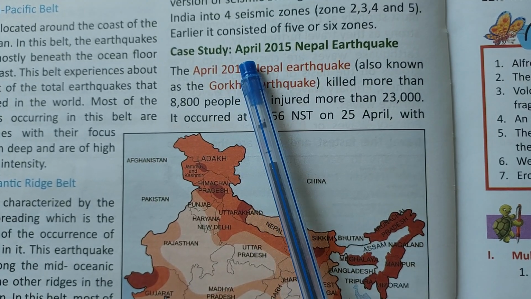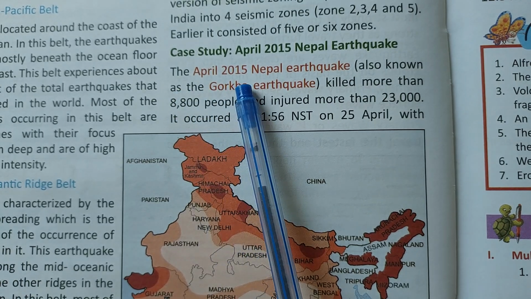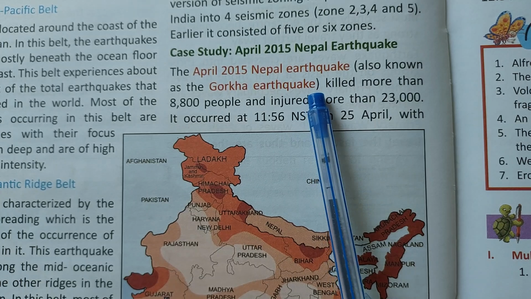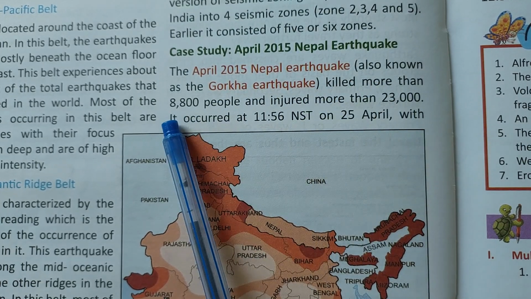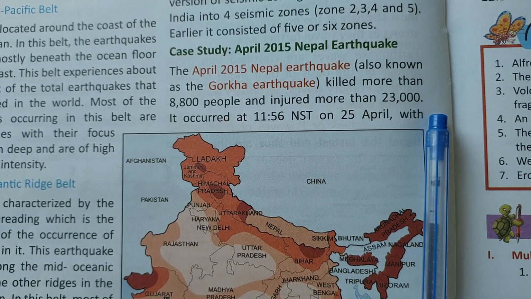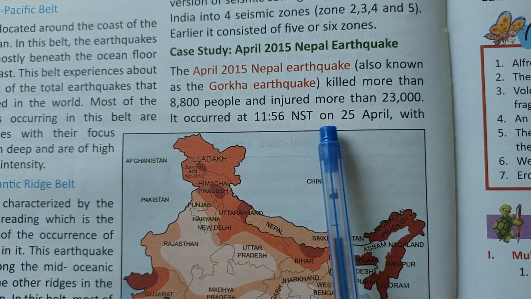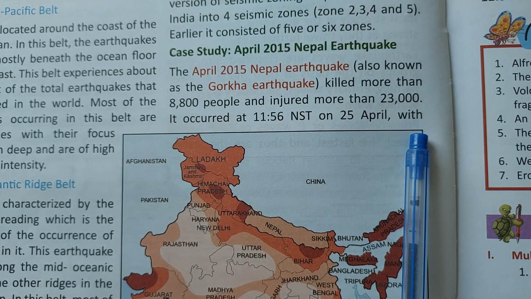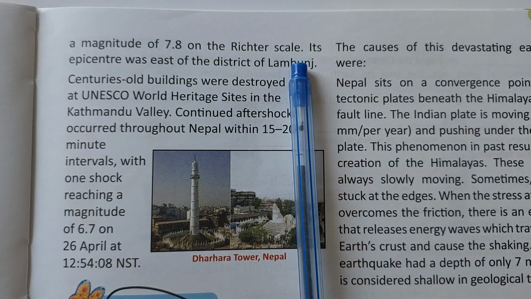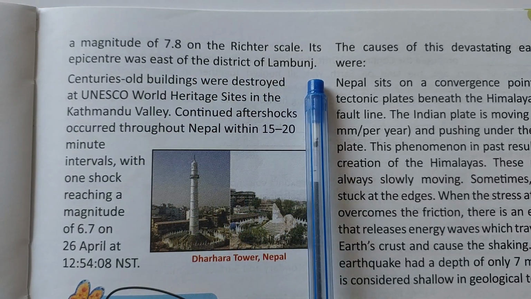Case study: April 2015 Nepal earthquake. The April 2015 Nepal earthquake, also known as the Gorkha earthquake, killed more than 8,800 people and injured more than 23,000. It occurred at 11:56 NST on 25 April with a magnitude of 7.8 on the Richter scale. Its epicenter was east of the district of Lamjung.